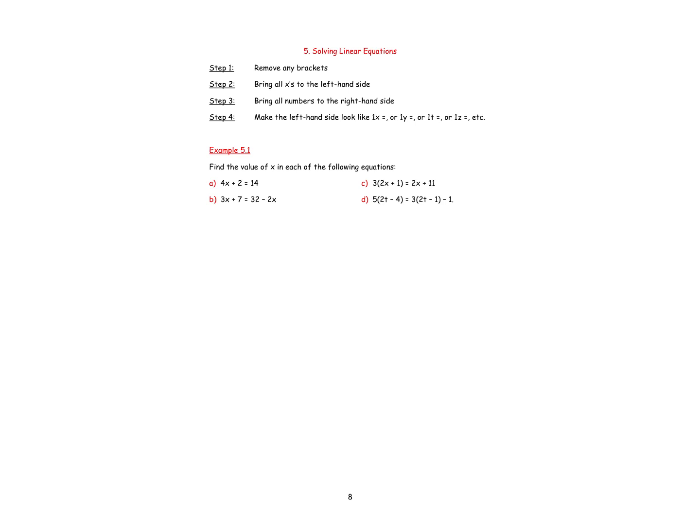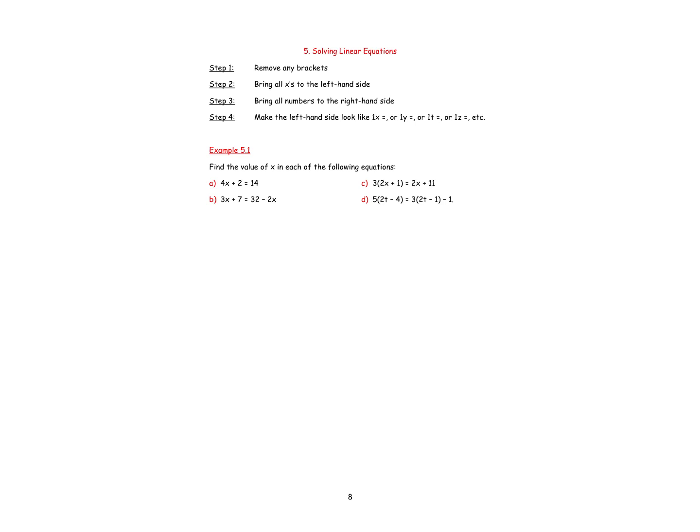Firstly, you should remove any brackets if there's any present in the equation. Next, you should bring all the x's to the left hand side. You should bring all numbers to the right hand side and then make the left hand side look like 1x or 1y or 1t or 1z or whatever the variable might be. To look at this in more detail, I have 4 examples.